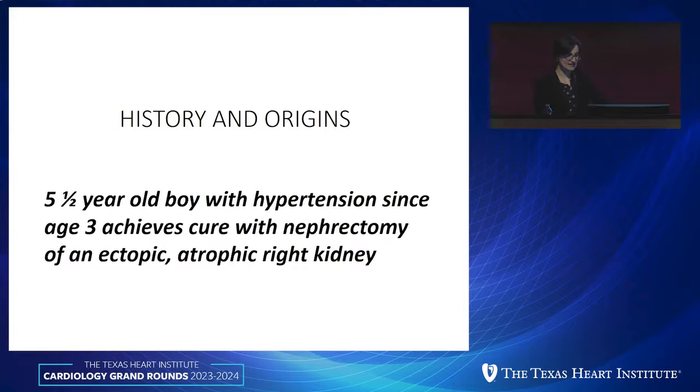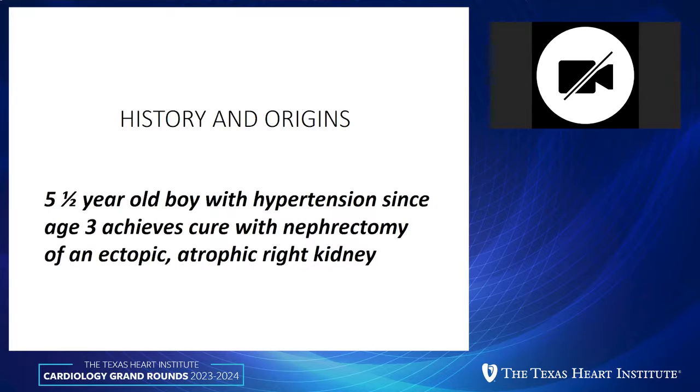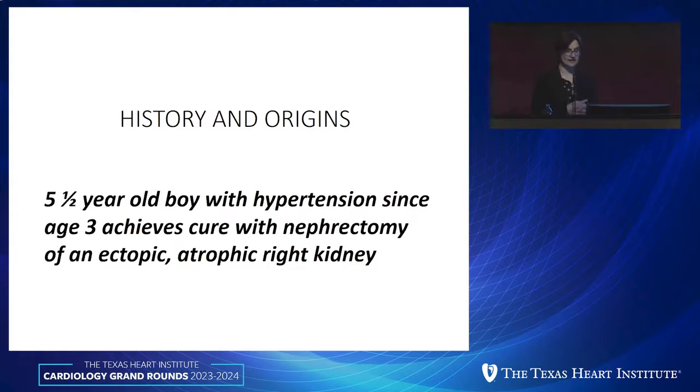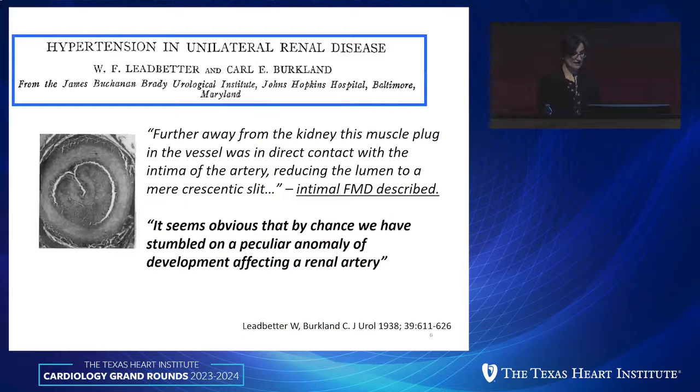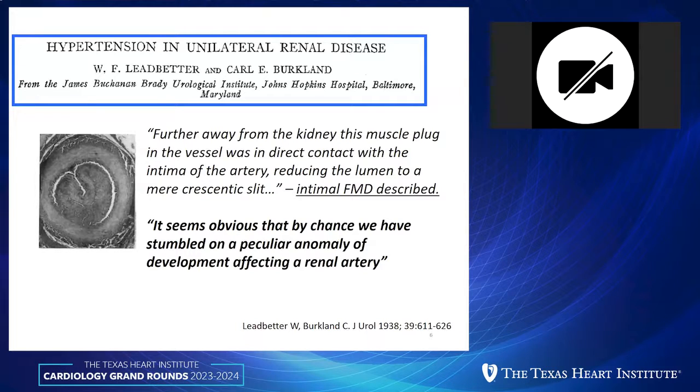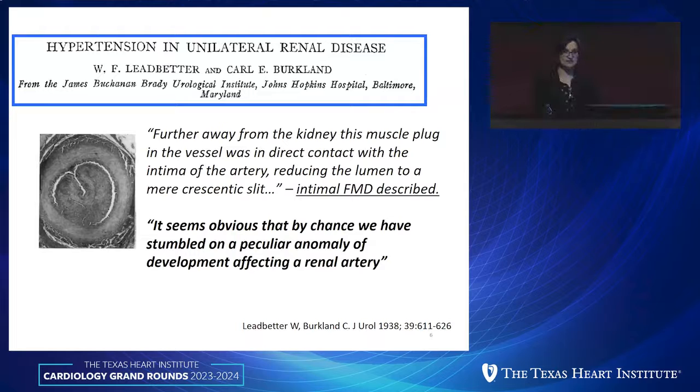So going back to the beginning, FMD was first identified in a 5.5-year-old boy with hypertension since age 3, and he achieved a cure with nephrectomy of an ectopic and atrophic right kidney. And on pathology, Ledbetter and Birkeland described this muscle plug in the vessel wall that was in contact with the intima of the artery. And this was the first description of intimal FMD. And they said, it seems obvious that by chance we've stumbled on a peculiar anomaly of development affecting a renal artery.